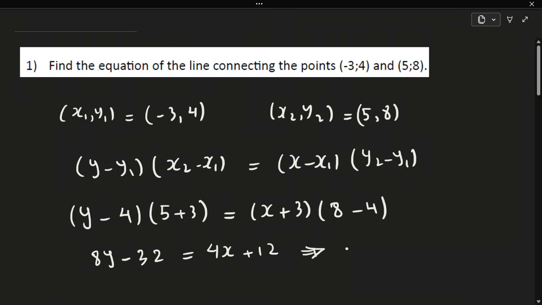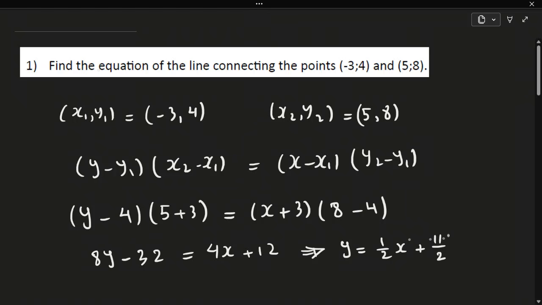And if we simplify, it's going to be y equals 1/2 x. I have 12 and this 32 moves to the other side, becomes plus 32, 44 divided by this 8, which is 11 over 2, or 11 halves.